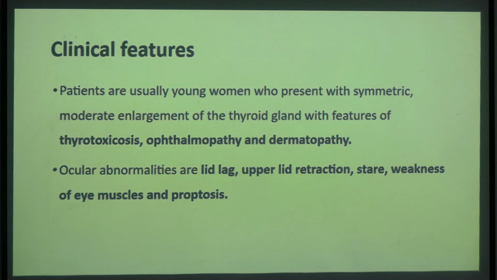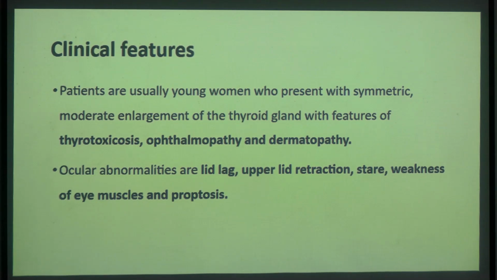Now the clinical features. Patients are usually young women who present with symmetric moderate enlargement of the thyroid gland with features of thyrotoxicosis, ophthalmopathy, and dermatopathy. These are the three important features: thyrotoxicosis, ophthalmopathy, and dermatopathy.